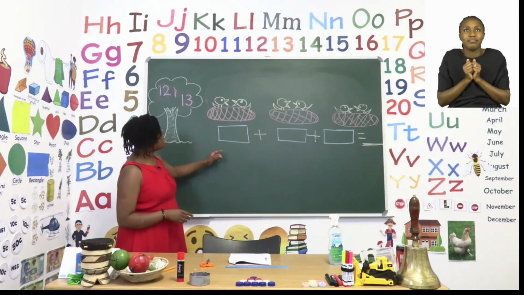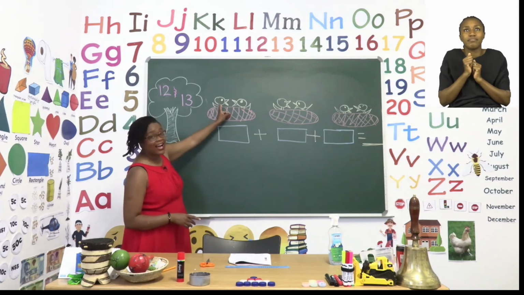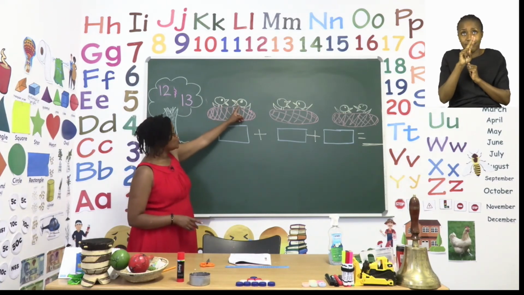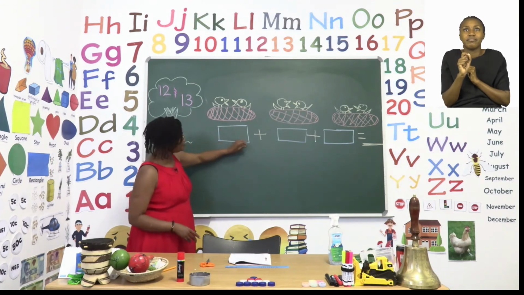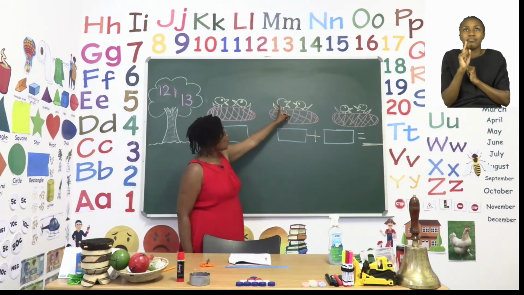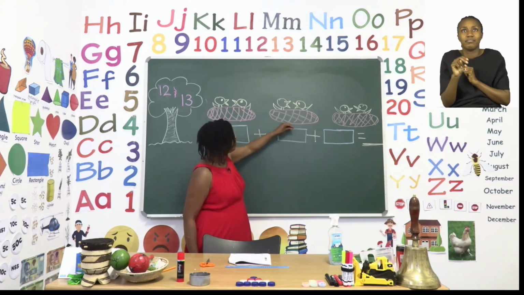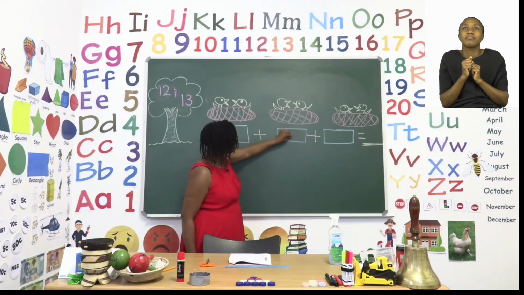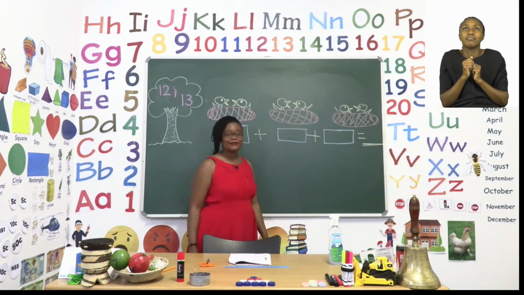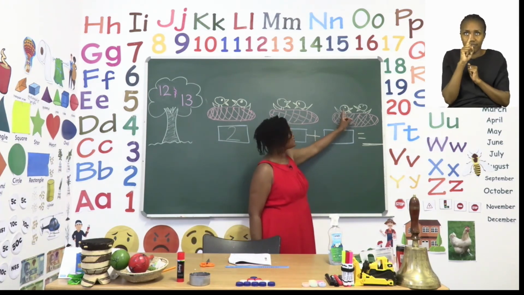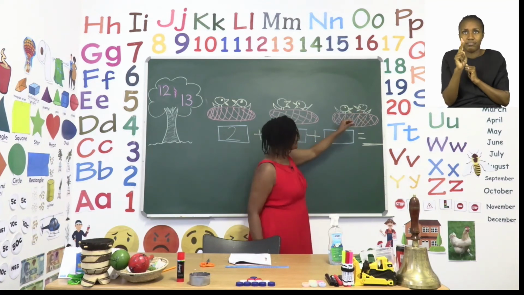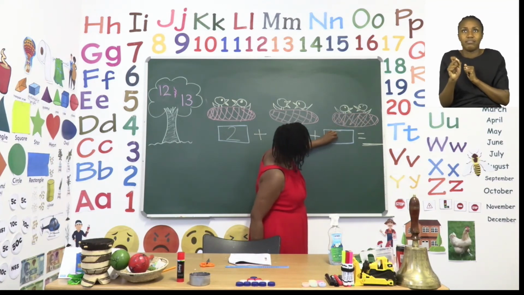So, if we say, we see how many? Let's count. 1, 2. In this one, we can see 2. Let's count again. 1, 2. We can also see 2. So go ahead and put the number 2 in the boxes. Let's count for the last nest. 1, 2. There's also 2.